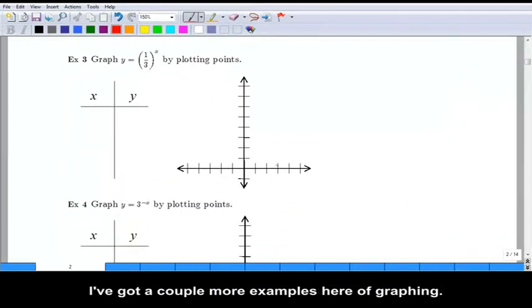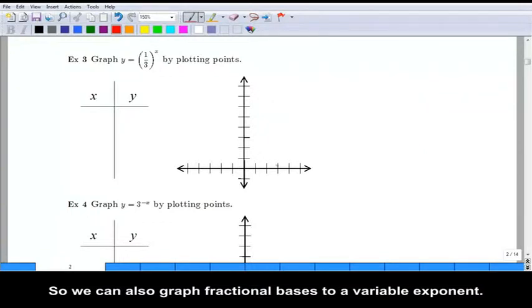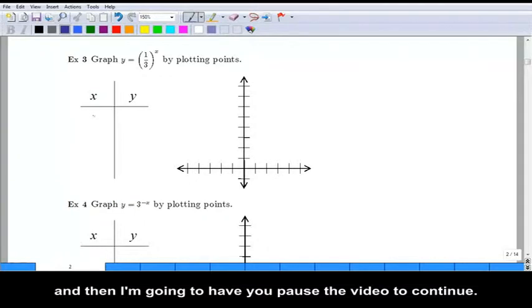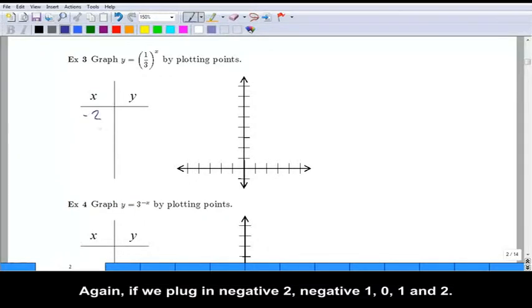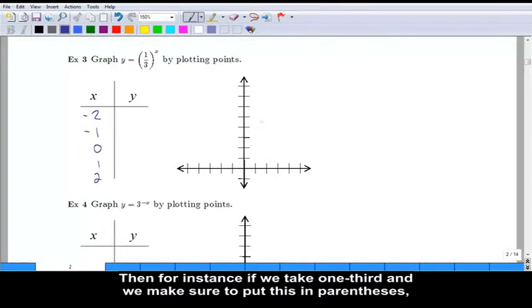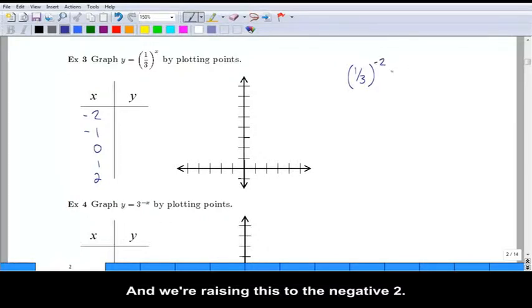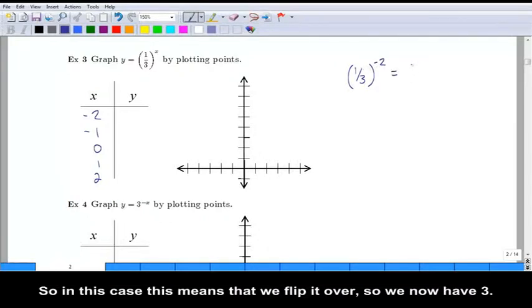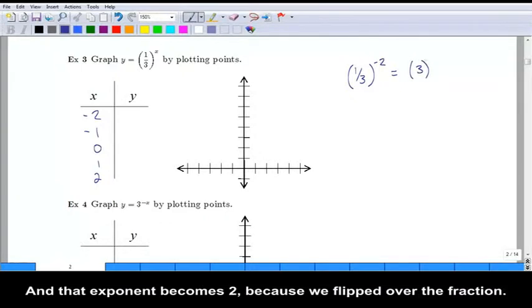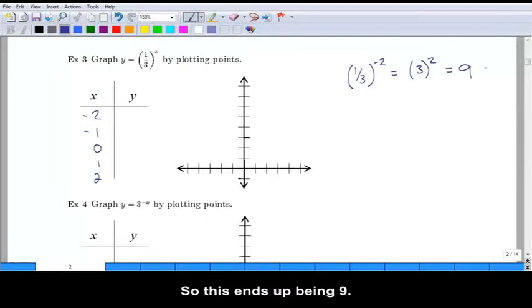Got a couple more examples here of graphing. So we can also graph fractional bases to a variable exponent. And I'm going to do a couple of these, and then I'm going to have you pause the video to continue. Again, if we plug in -2, -1, 0, 1, and 2, then, for instance, if we take 1/3, and we make sure to put this in parentheses because we're raising the whole thing, not just part of it, and we're raising this to the -2. So in this case, this means that we flip it over, so we now have 3, and that exponent becomes 2 because we flipped over the fraction. So this ends up being 9.